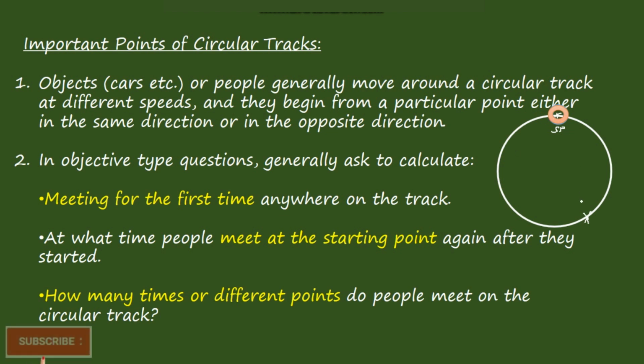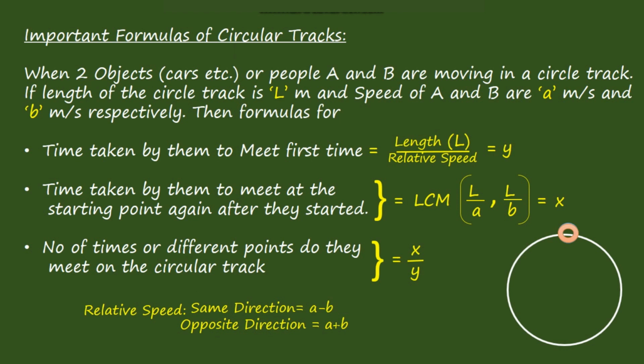The third type of question is how many different points are there at which the objects will be meeting in a circular track. They meet here, they meet here, they meet here. How many times will they be meeting? You have to find it out. These are the common types of questions in circular track. So coming to the formulas, the important formulas of a circular track.